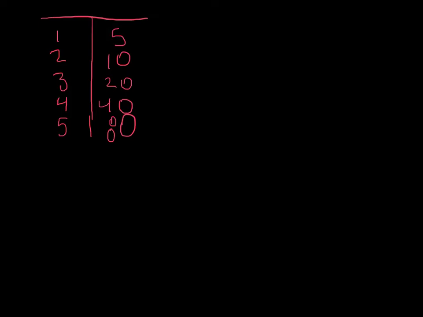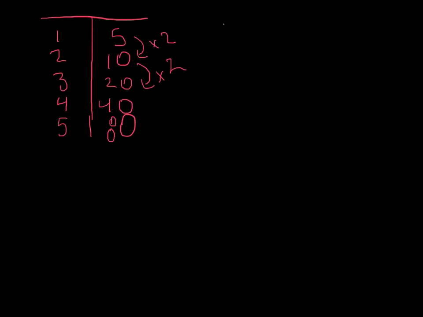When we have a table like this and we want to write equations, we can either write an explicit or recursive. But first, we want to determine what type of function this is. So we can see that each time we're going to be multiplying by 2.